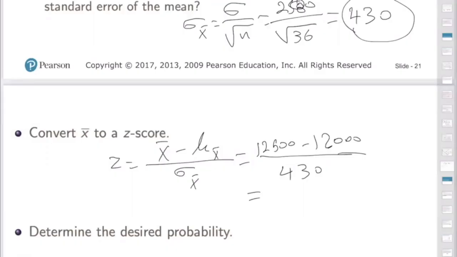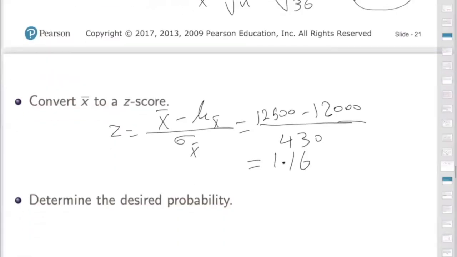So you have here 500 divided by 430. So it's 1.16. Okay?